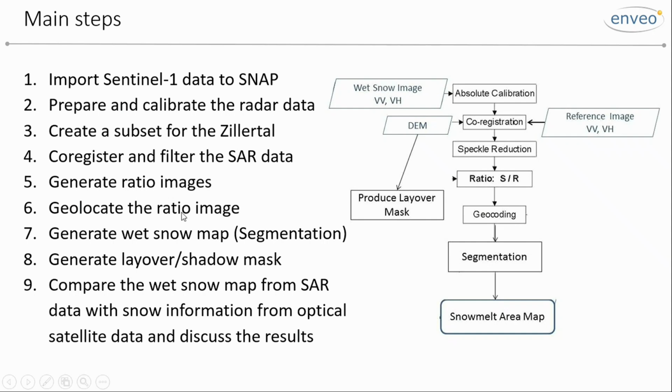Then you have to geolocate the ratio images, then you can determine a threshold on your own. Those who were clever had actually looked at these thresholds, I think they were there. But you can look for a threshold which is appropriate, according to your opinion, to detect the wet snow, to make a kind of mask.